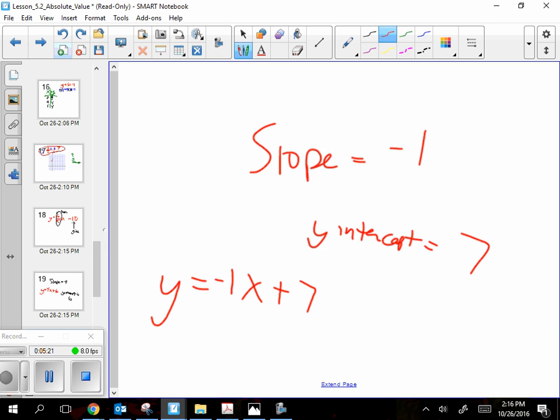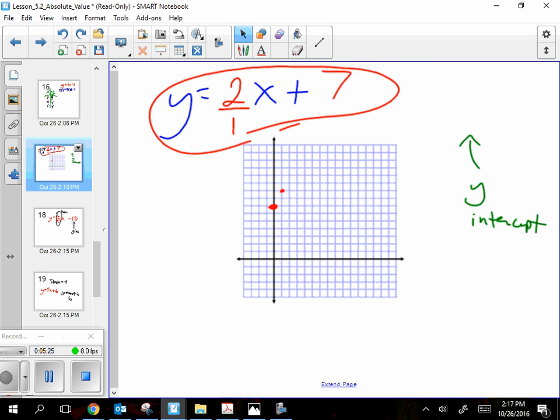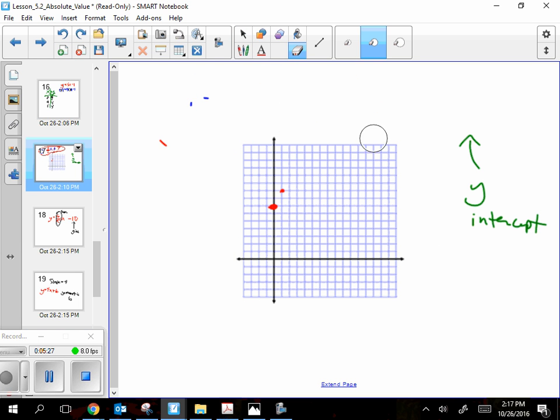Okay, then the last piece. And that is, what if I give you a picture and you have to tell me the equation just from the picture? Can you do that?